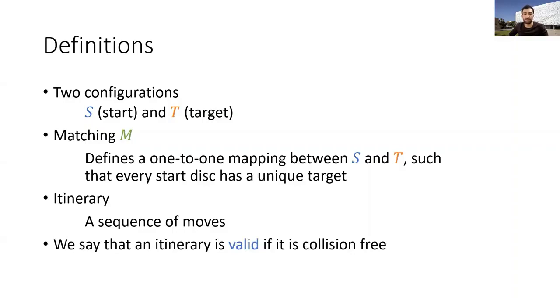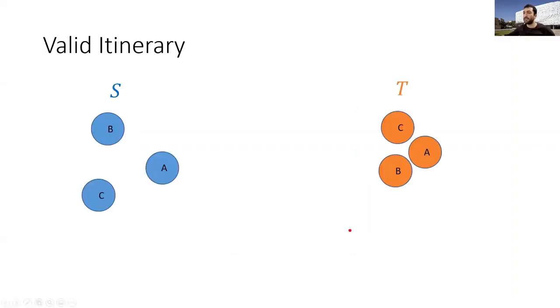Let's see some examples. Let's take this input as an example for a labeled version of the problem. On the left side, we can see the start disks, and on the right side, we can see the target disks as the final positions. The disks are labeled with letters, such that the disk A here needs to end up in this position.